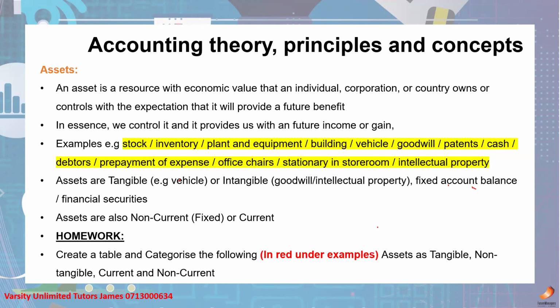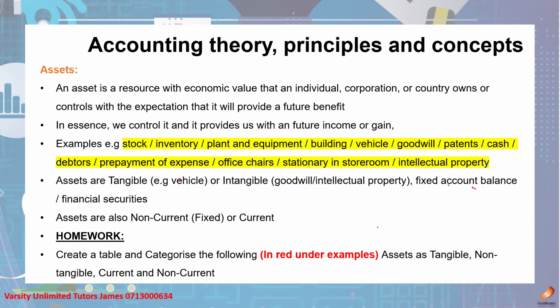So the essence of having an asset in an organization is, number one, you have to be able to control it. Then number two, you should be able to generate future income or a future gain or a future revenue from that particular asset. So that's the essence of what an asset is. So an asset can either be tangible or it can be intangible.